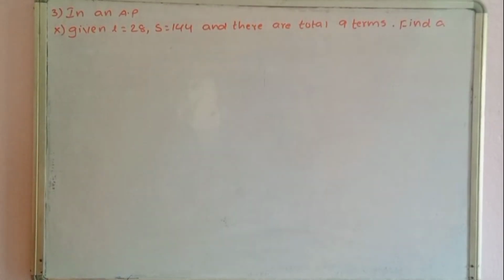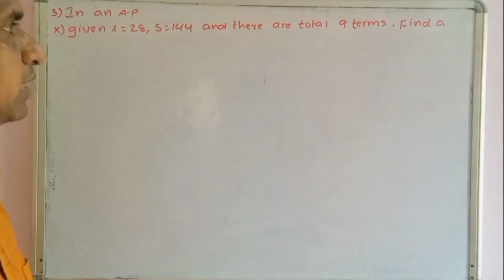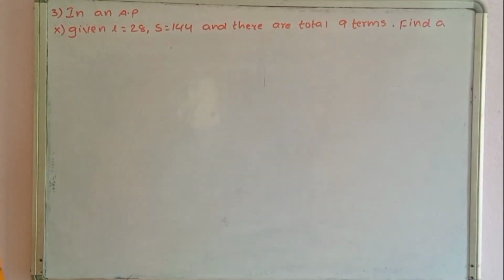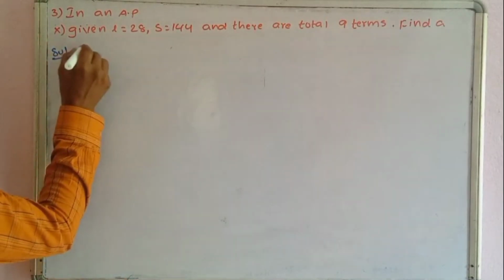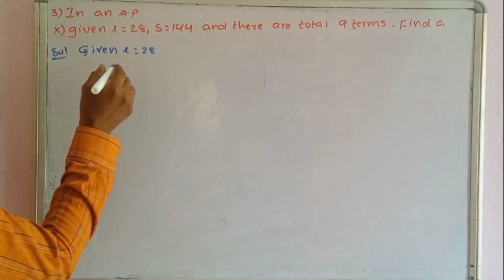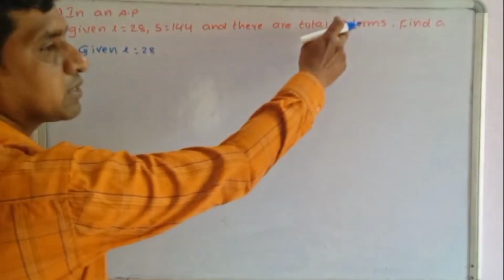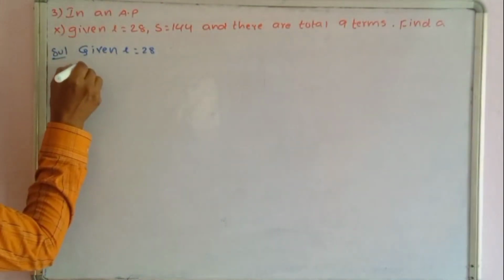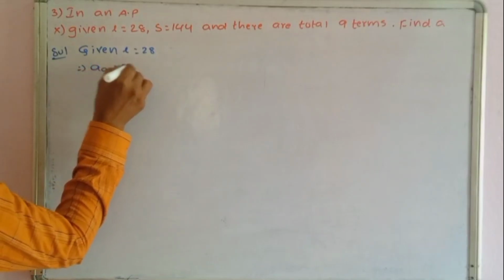Problem 10. Given L equals 28, S equals 144, and there are a total of 9 terms. Find the value of a. See, what is given? L equals 28. L is nothing but the last term. Here, how many terms are there? 9 terms. So a9 equals 28.